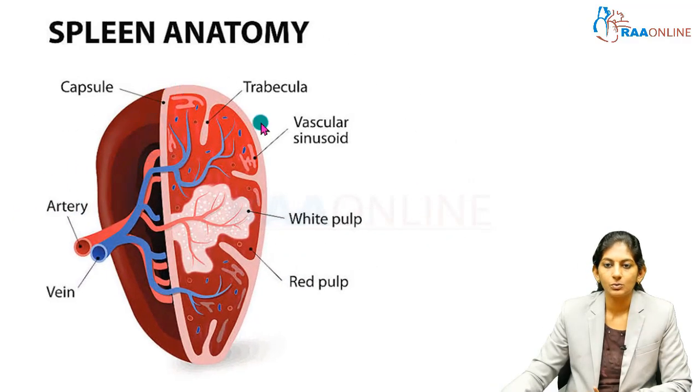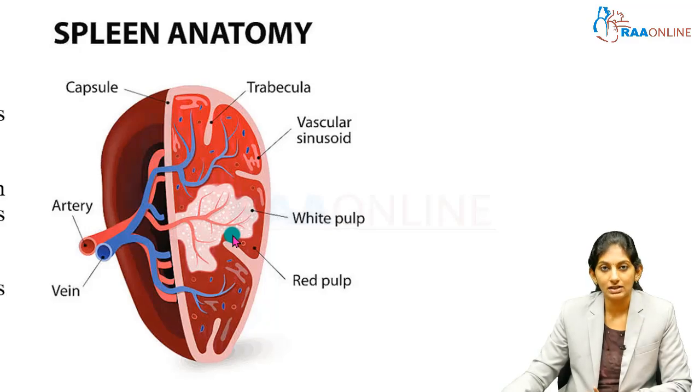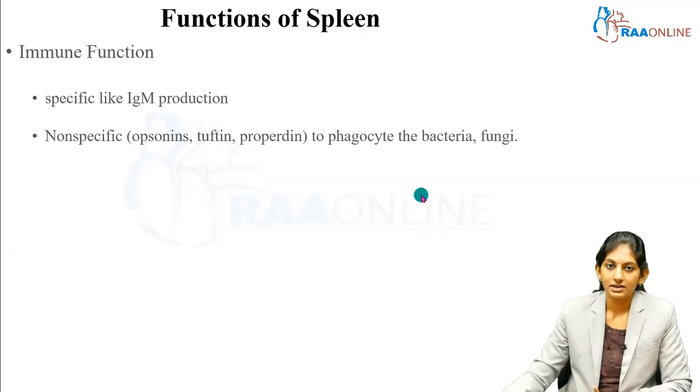The spleen is covered by a capsule. The zone between the white and the red pulp is called the marginal zone, which contains the antigen presenting cells, that is the dendritic cells.